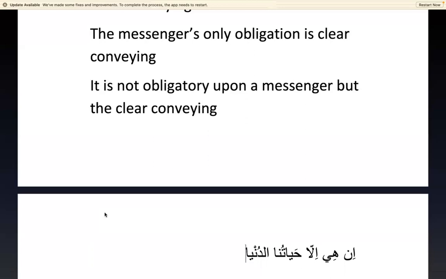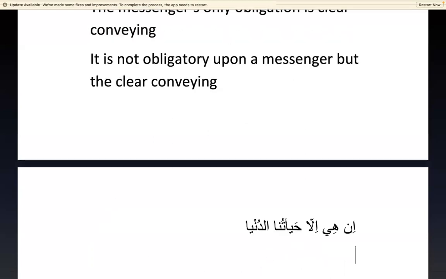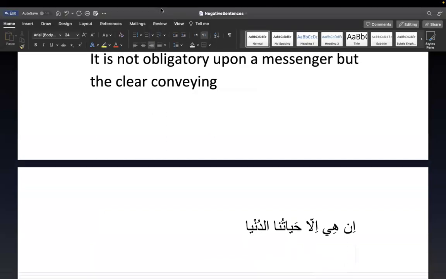Okay, in here, illa hayatuna dunya. Now you are in, you are X, you are illa, you have Y. Hayatuna dunya. So what is this? Hayatuna dunya. What can you tell me the construction here? Hayatuna ad dunya. Hayatuna is mudaf ilayhi. Correct.